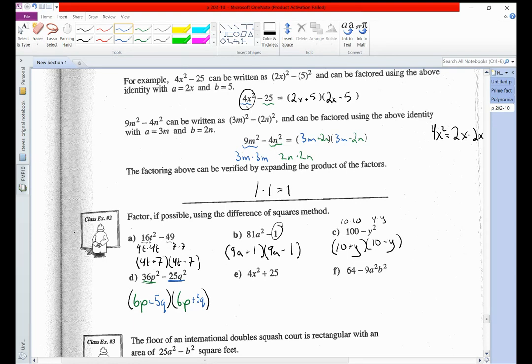The next one, 4x squared plus 25. Is our first term a perfect square? Yes. 2 times 2 is 4, and x times x is x squared. Is our second term a perfect square? 25 is 5 times 5, so yes. Last question. Is it subtraction? You notice we have subtraction in all of them, and that's important. It doesn't work if there's not a subtraction. And look, we have a plus. So if the question said factor this, we can't pull out a greatest common factor, and we can't use difference of squares because there's a plus. So this is not possible. That's as factored as that's going to get.